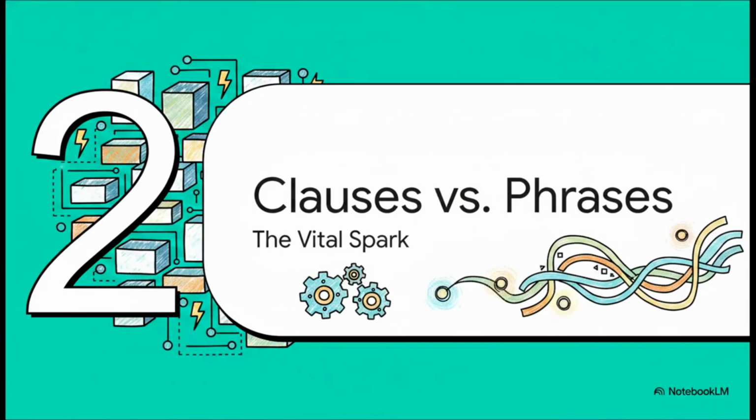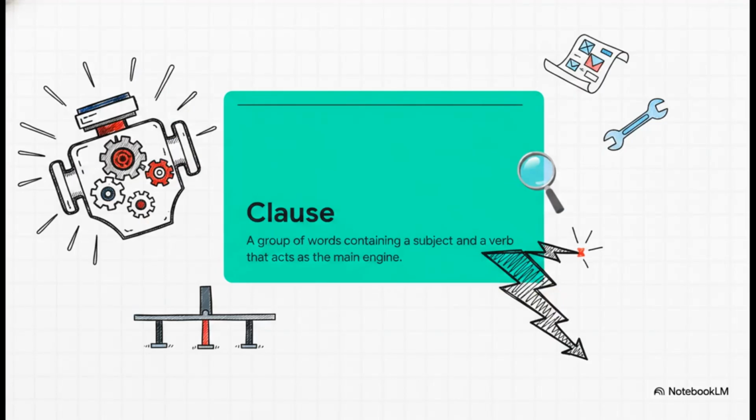Moving on to Section 2, Clauses versus Detailing Phrases. So how exactly do we honor this contract? Well, we have to fully understand our raw materials, and the absolute most important element in our toolkit is the clause. You can think of the clause as the vital spark of your sentence. It acts as the main engine, or if we stick to the building metaphor, the primary load-bearing room of your structure. And to actually be a clause, it absolutely must contain two specific things: a subject, which is the entity performing an action, and a verb, which is the action itself. Without this vital spark, your sentence simply has no forward momentum.